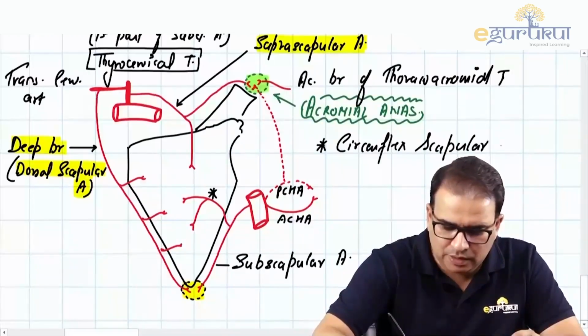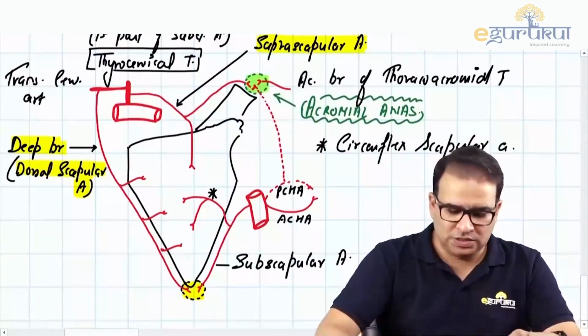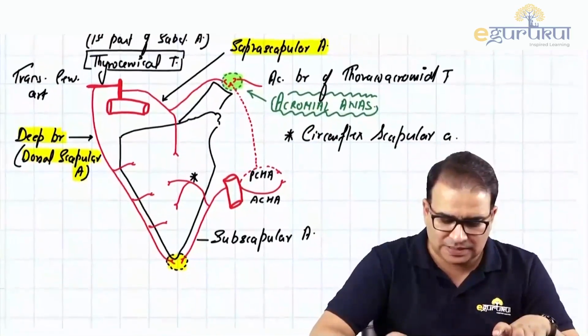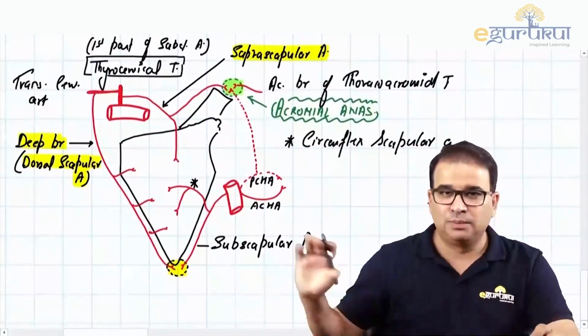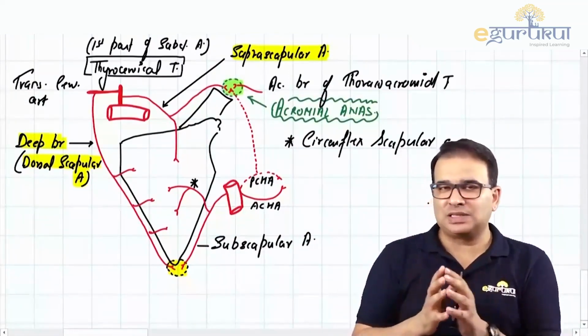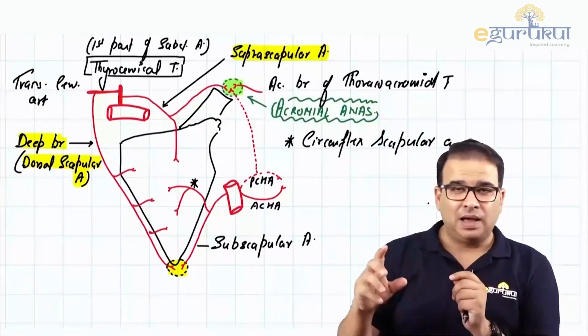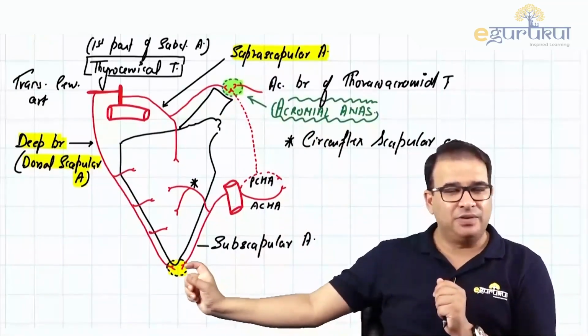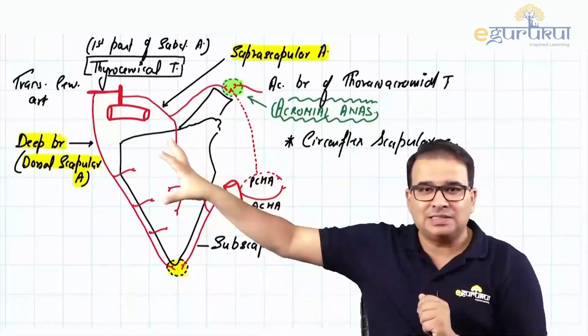Circumflex scapular artery, which is a branch of subscapular only. So that's another anastomosis which is taking place in that region here. That is on the body. So overall, I can say in detail that the anastomosis around the scapula can be divided in 3 parts. Anastomosis at the acromion process, anastomosis at the inferior angle of the scapula, and anastomosis at the body.